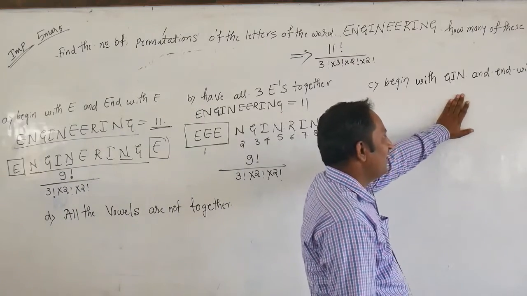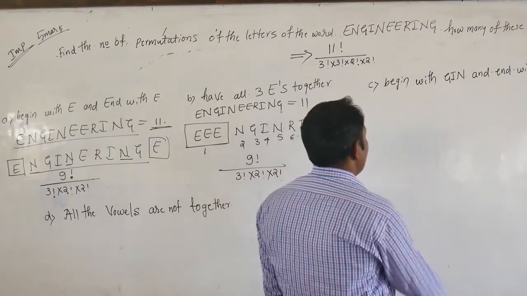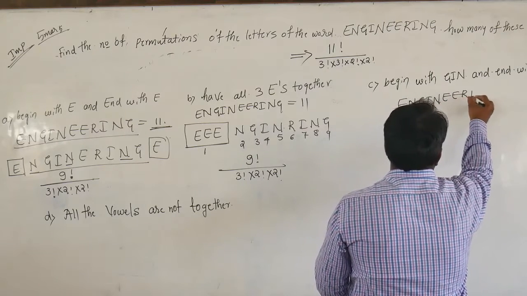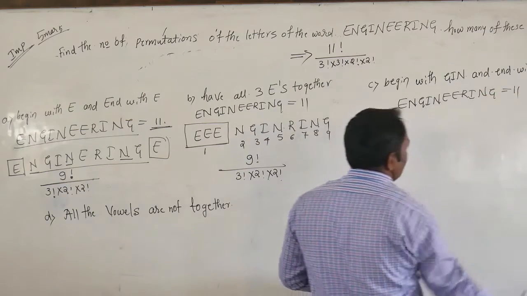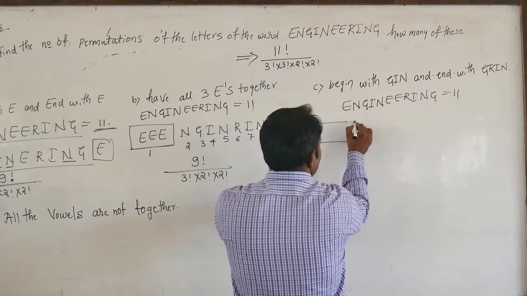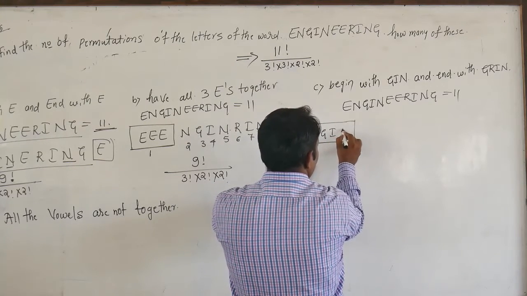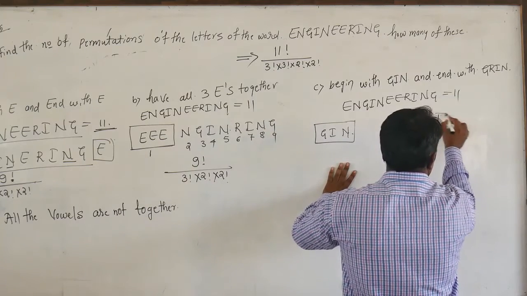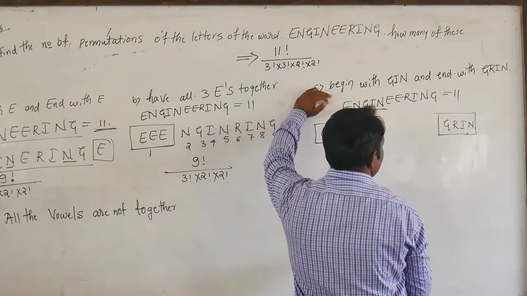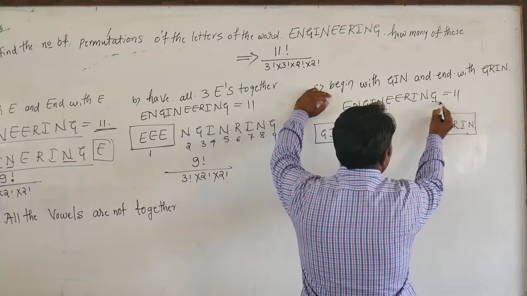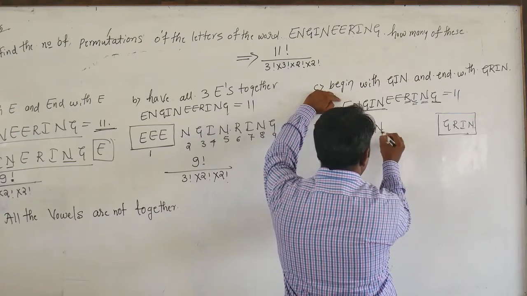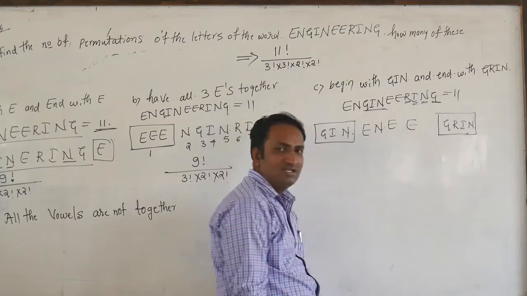Beginning with GIN and ending with GRIN. Consider the word engineering, containing 11 letters. Out of 11 letters, first beginning with GIN and ending with GRIN. Remaining letters: E, N, E, E.